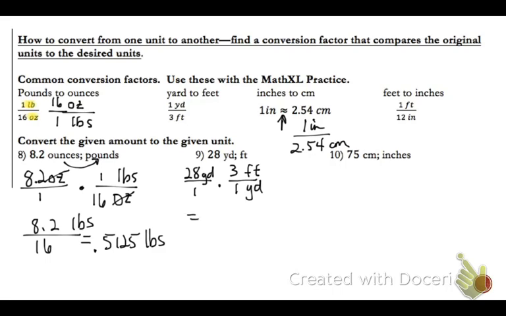Now I'm going to focus on my numbers, so I just multiply straight across. So I have 84 over 1. And now I'm going to look at my units. So my yards in my numerator will divide out with my yards in my denominator, and I'm simply left with feet, and I can just rewrite that as 84 feet.